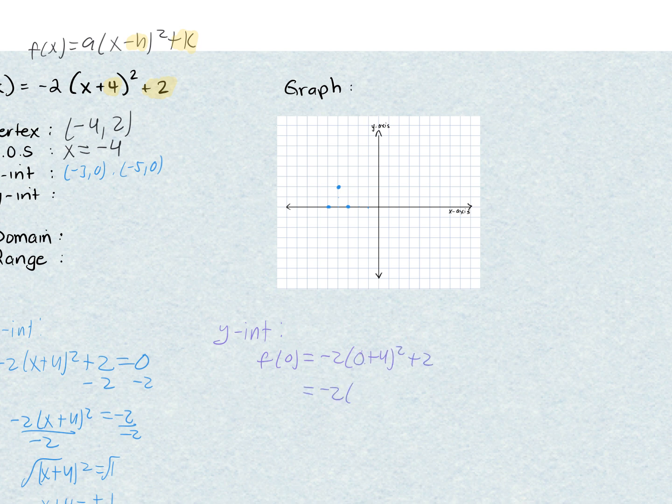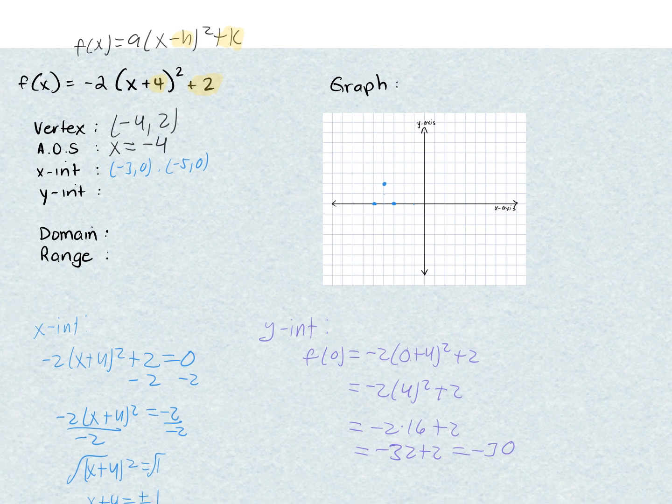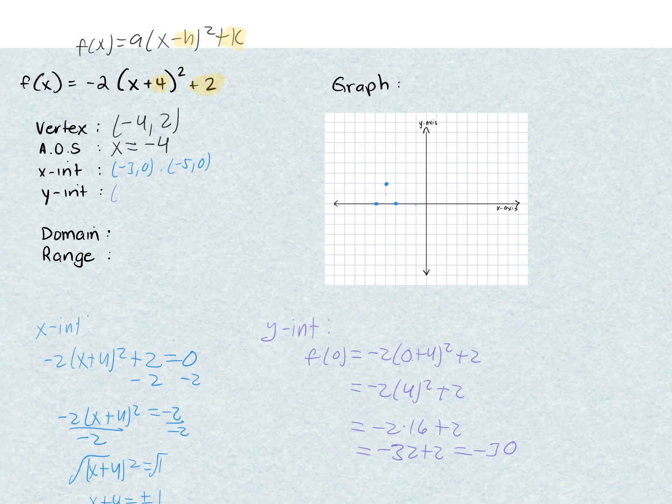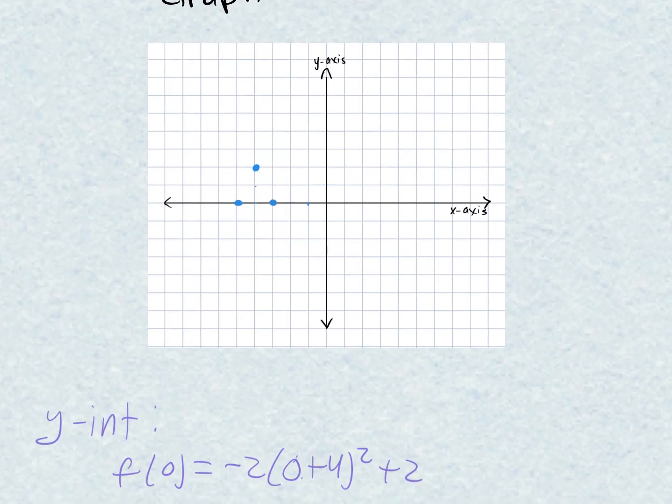And this is going to get you -2 times 4 squared plus 2 equals -2 times 16 plus 2. And so you get -32 plus 2, which is -30. All right, so for our y-intercept, we get 0, comma, -30. All right, so that's going to be way down there.